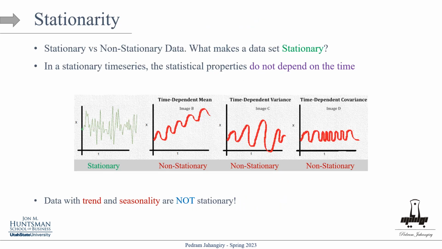For those who might not be quite familiar with the concept of stationarity and what makes data stationary, maybe this visualization helps. It's quite a simple concept. In a stationary time series, we say that the statistical properties do not depend on time. So what do we mean?